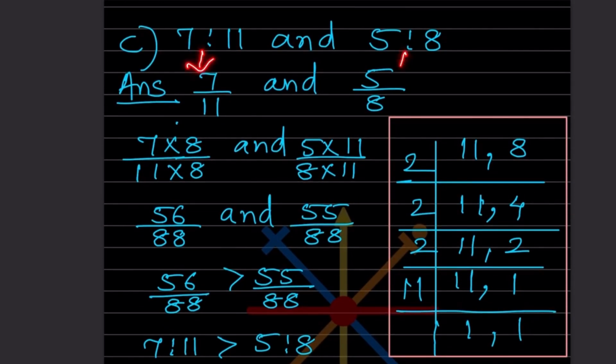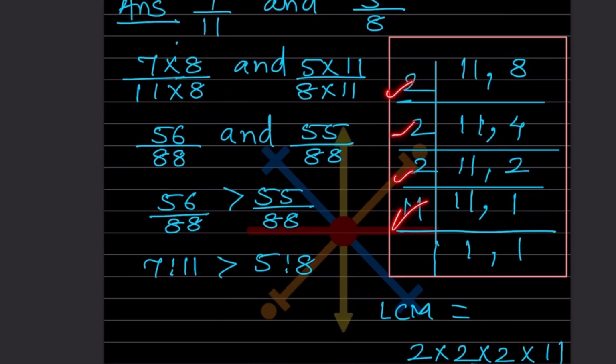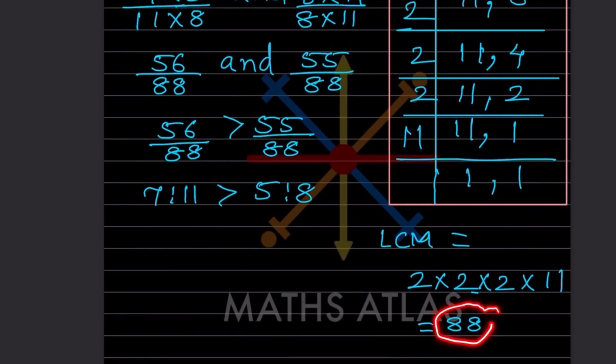7 by 11, 5 by 8. Look at the denominators. Take the LCM of it. 2 4s are 8, 11 as it is. 2 2s are 4, 11 as it is. 2 1s are 2, 11 as it is. And here 1 is there, 1 will be same, 11 1s are 11. So these are the factors. So what is that going to be? This will be 88. Just multiply all together. So 88 is the LCM.